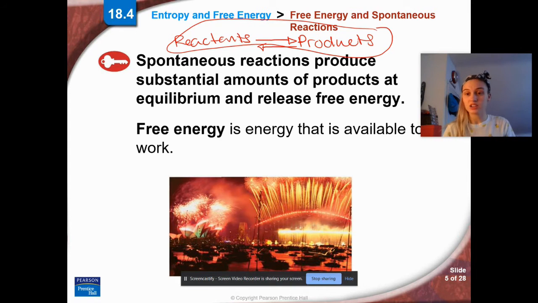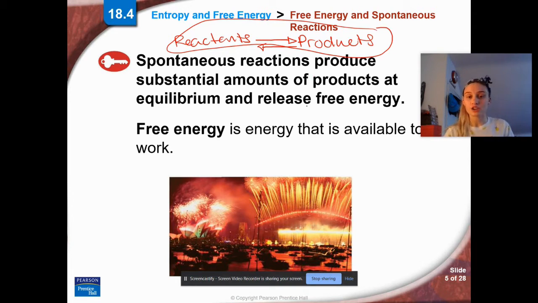But I just needed to mention this because reading this, you might think spontaneous reactions produce substantial amounts of products, obviously. But this is not trying to be obvious. This is saying that spontaneous reactions produce a lot of products. So they favor this forward reaction where it's reactants to products, and they don't favor products to reactants. Non-spontaneous reactions favor products to reactants. So there's usually more reactants. And so that's why I felt that it was necessary to mention this.